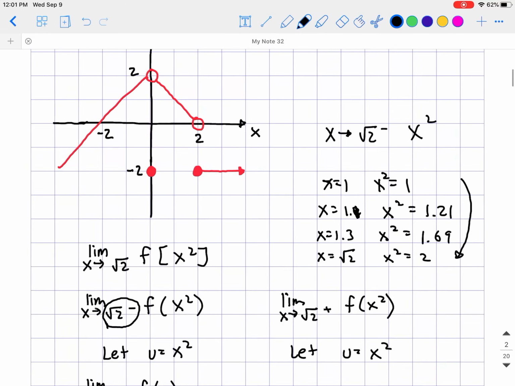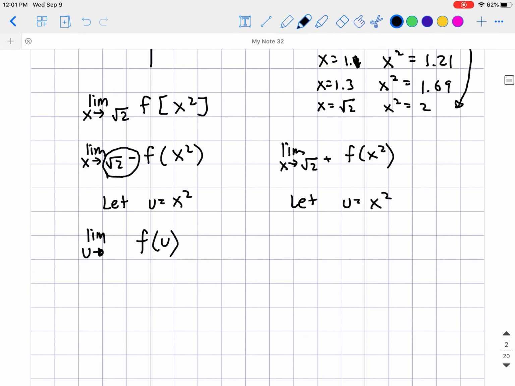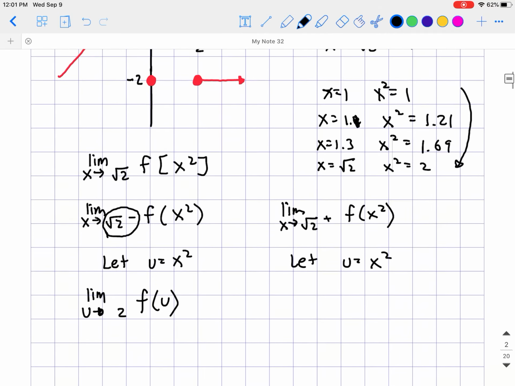So looking at these numbers right here, you can see that x squared is increasing to 2. So my conclusion is that over here, the limit as u is approaching 2, because the square root of 2 gets squared, it becomes 2. But more importantly, it's coming from the left-hand side because you're increasing the values to 2. So this is going towards 2 from the left-hand side.